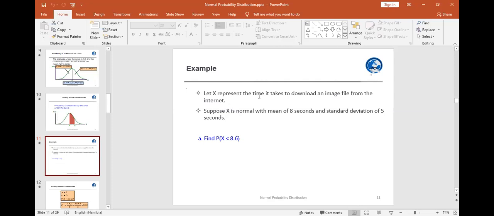So let X represent the time it takes to download an image file from the internet. So now X is a random variable, and that random variable is the time that it takes you to download an image from the internet.